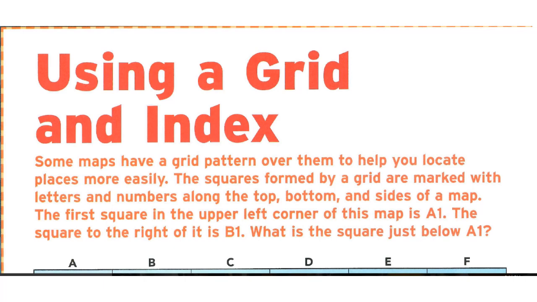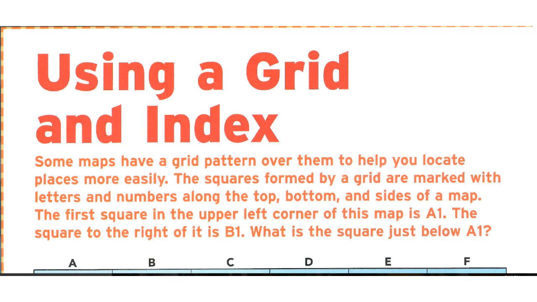Using a grid and index. Some maps have a grid pattern over them to help you locate places more easily. The squares formed by a grid are marked with letters and numbers along the top, bottom, and sides of the map. The first square in the upper left corner of this map is A1. The first square to the right of it is B1.